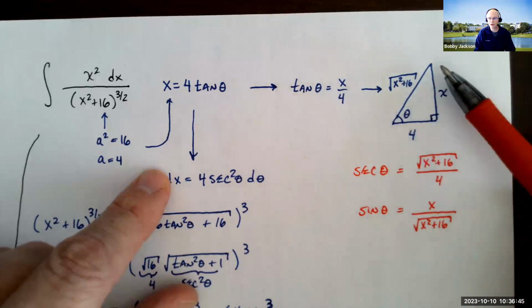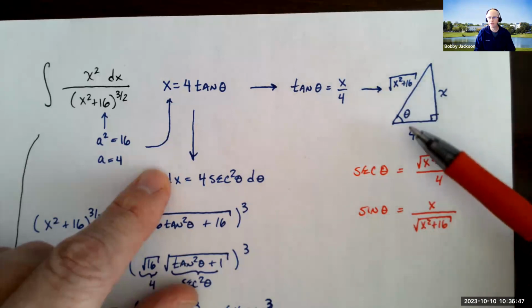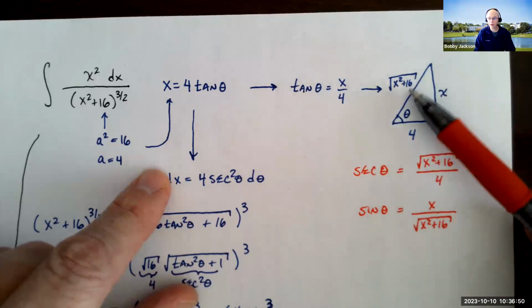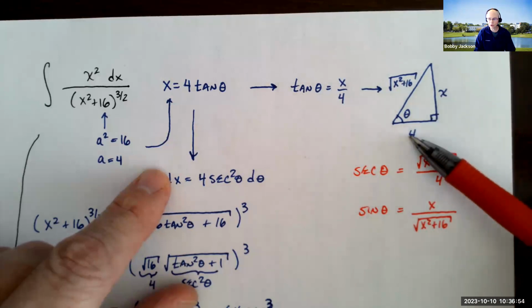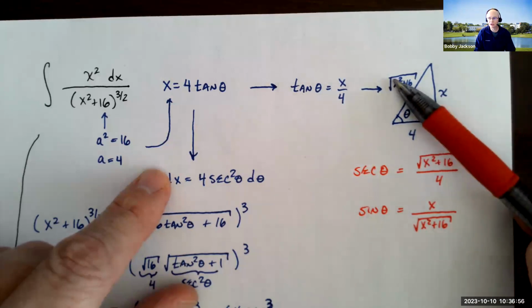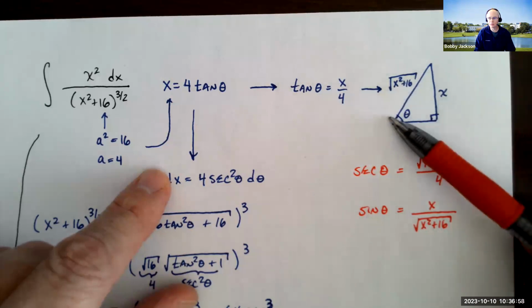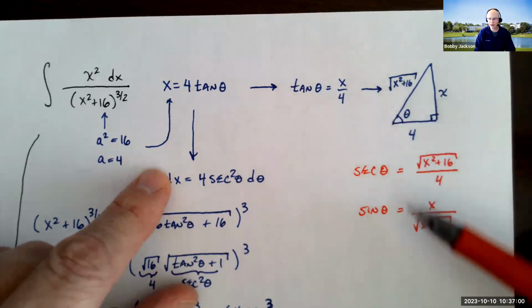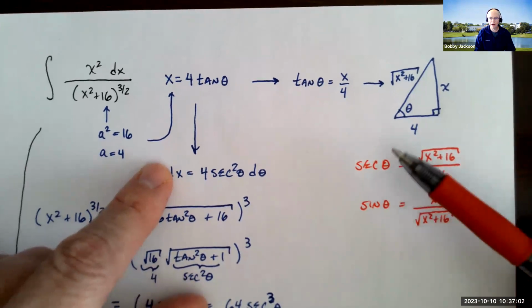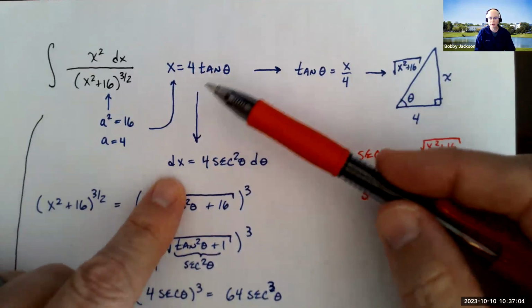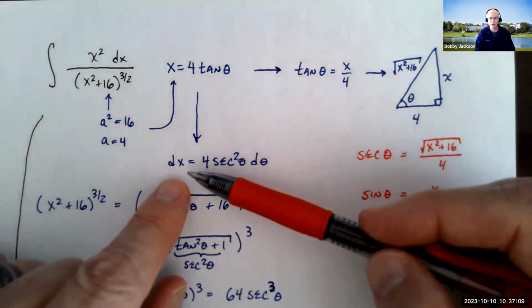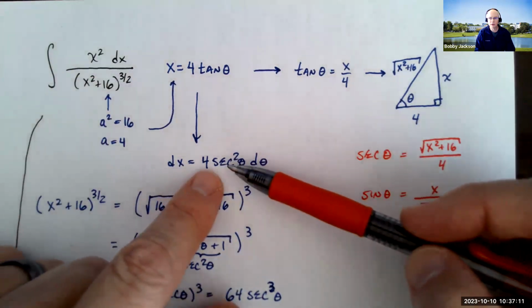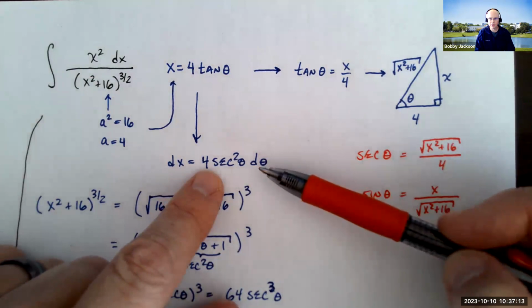And by the Pythagorean theorem, the square of the hypotenuse is the sum of the squares of the other two sides. So x squared plus 4 squared, or 16, and then take the square root will give me the hypotenuse. Okay, and you can see in red, I've got a couple of expressions we'll come back to in a minute. So now let's see what this integral becomes in terms of theta. We know dx is equal to 4 secant squared theta d theta.